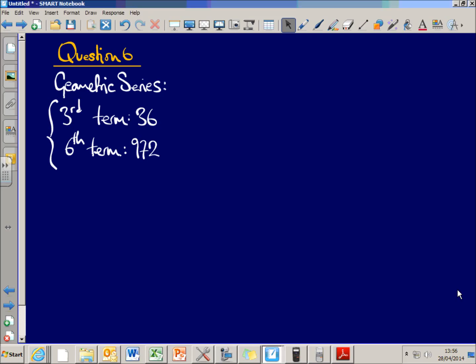Okay, so question 6. You're given the third term of a geometric sequence, 36. You're given the sixth term of a geometric sequence, 972. And the trick is, you have to realise that a geometric sequence would be written like this. First term would be a. The second term would be a times r, the ratio. The third term would be ar squared.